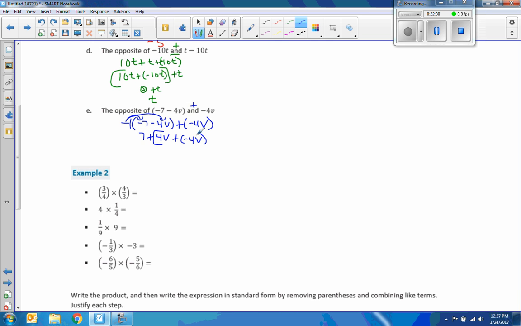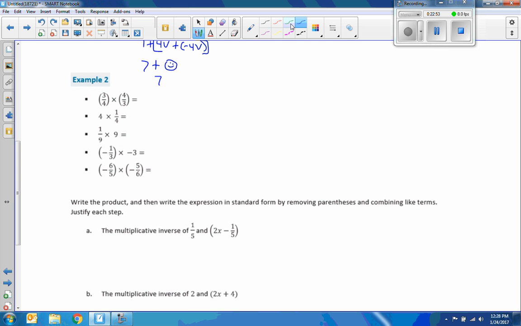I'm going to do this portion first because I see opposites, so that's inverses of each other. So it's going to be 7 plus 0. There's my identity. And 7 plus 0 is 7. So that's the additive identity property of 0. Okay?